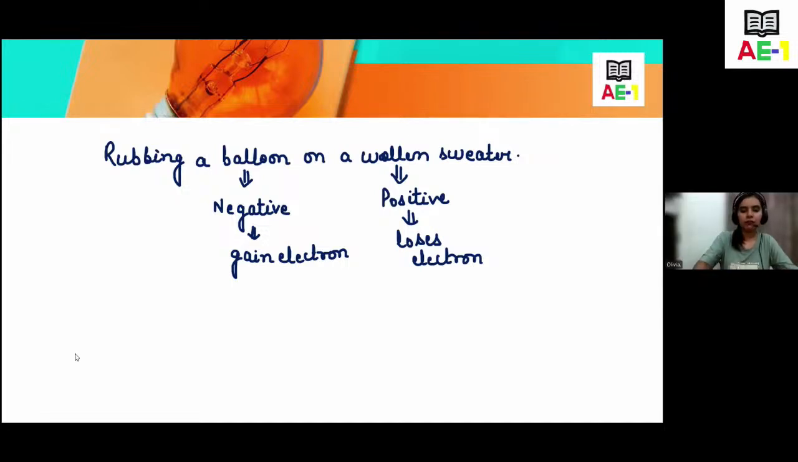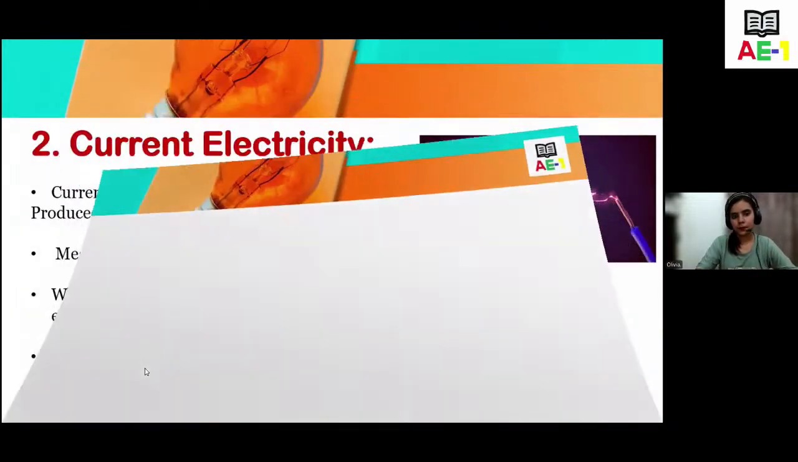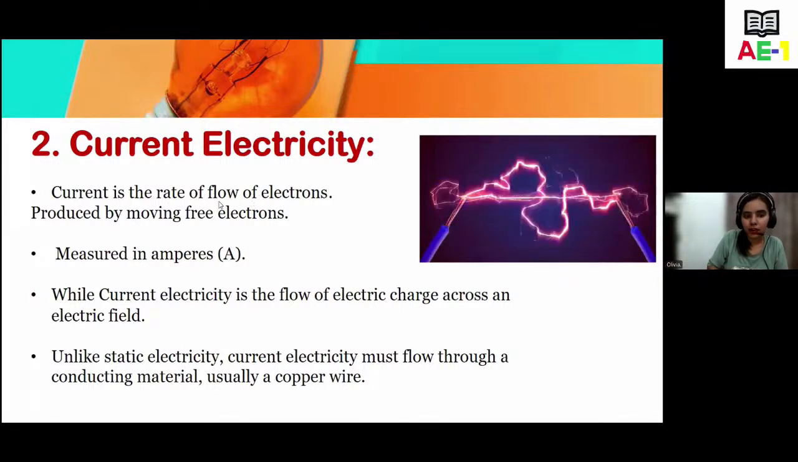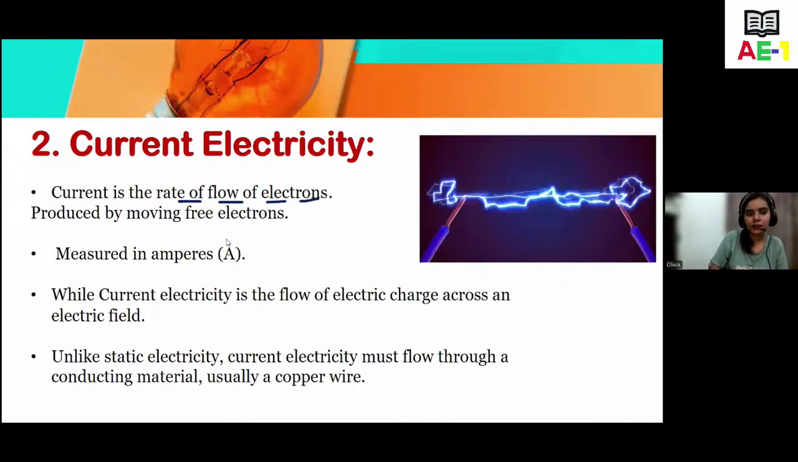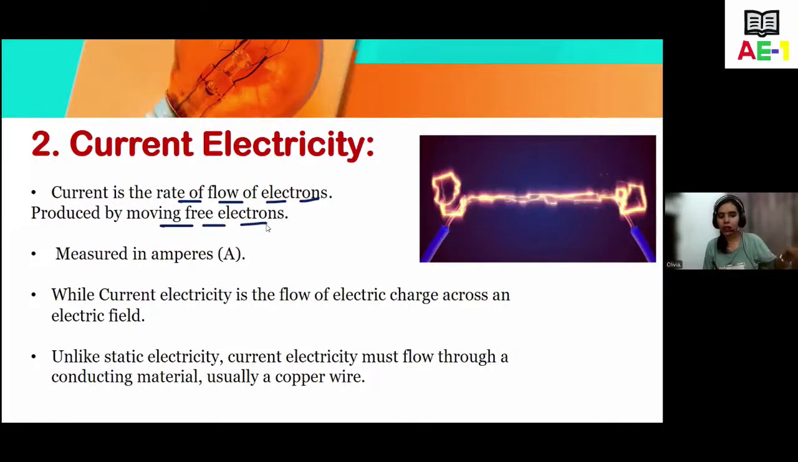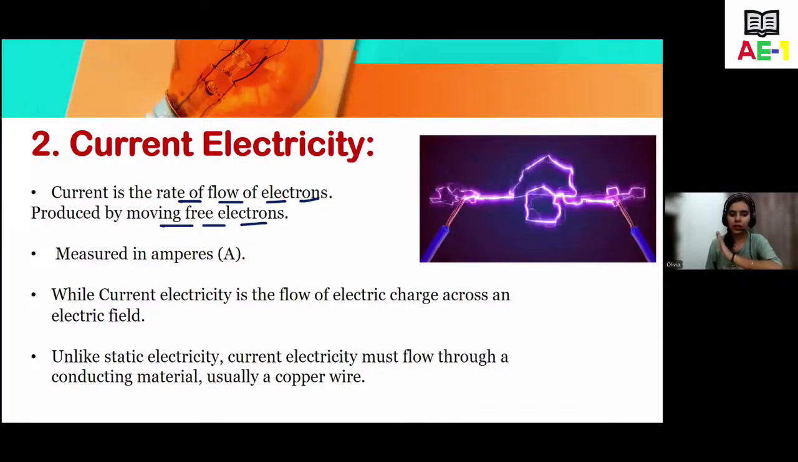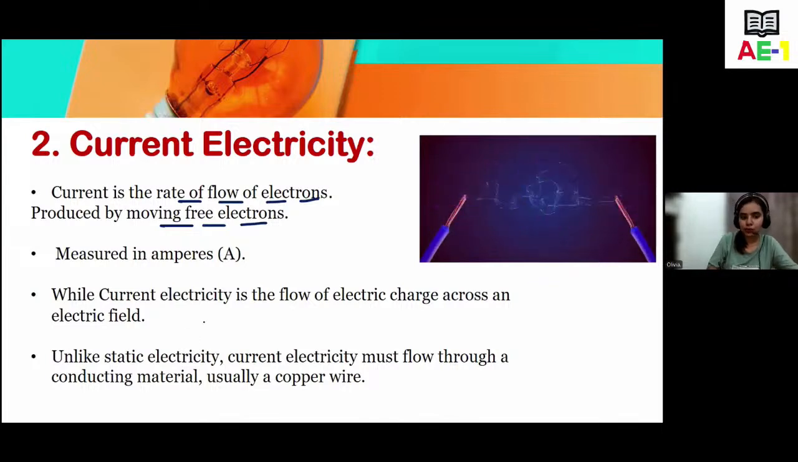Okay. So can we move on to the next type of electricity then? The next type of electricity that we have is current electricity. Basically, current is nothing but a rate of flow of electrons, and it is produced by moving free electrons. As I told you in the beginning of the session, this is how electrons start moving in a material. We measure current in amperes and we represent it with a capital A.